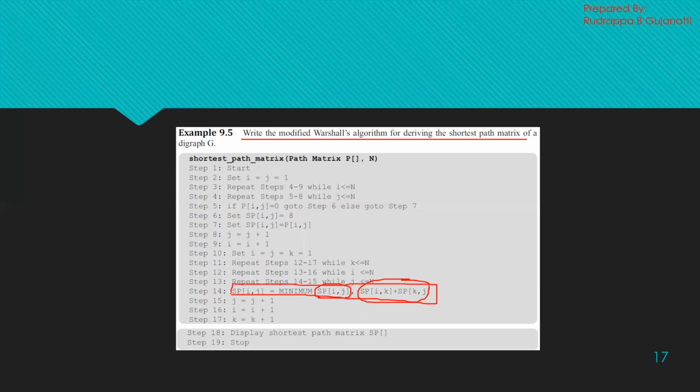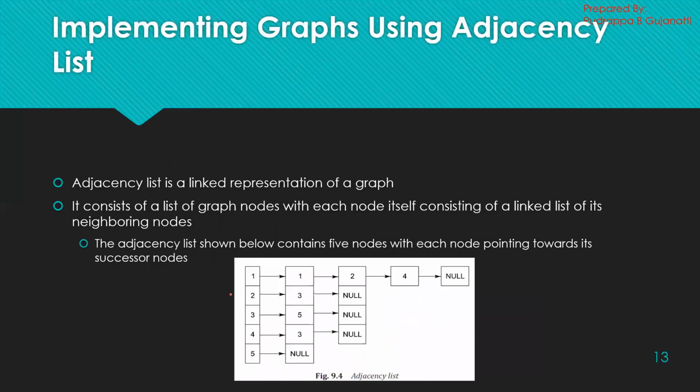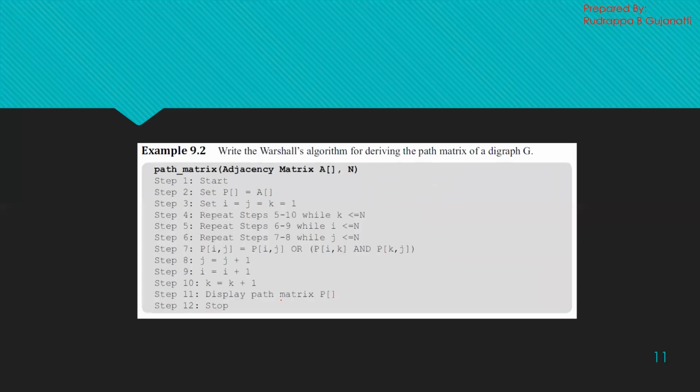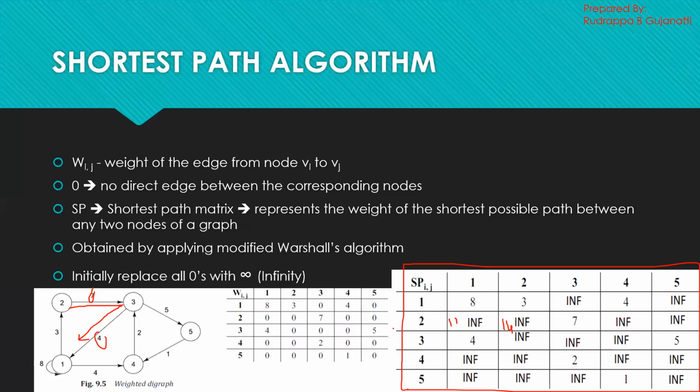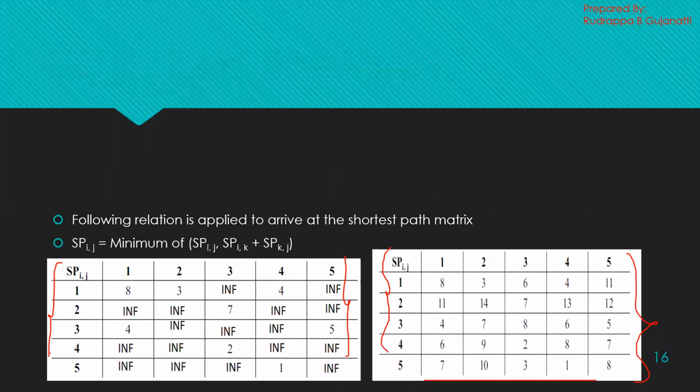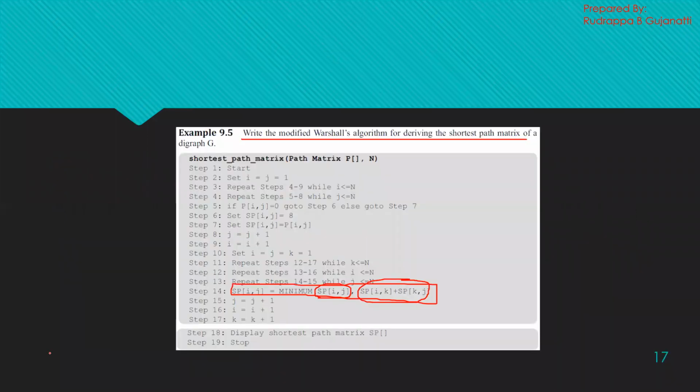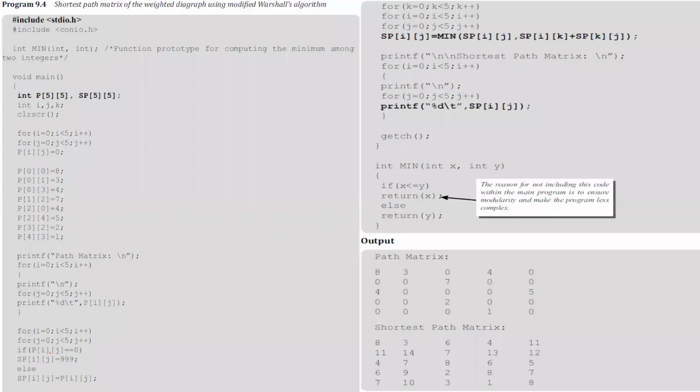What is the shortest path value? In the previous Warshall's method, you were updating with a 1 or 0 value. But now, if it is 1, what is the cost? If it is 0, it will be infinity. You are trying to update this value over here. So this is the shortest path algorithm that we implement using the Warshall's method.